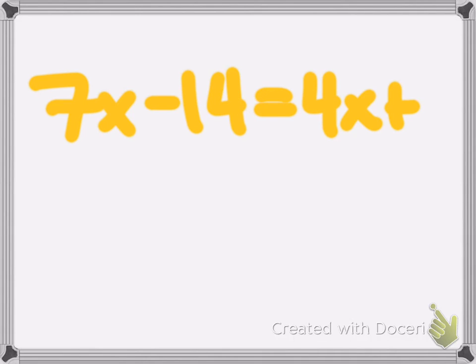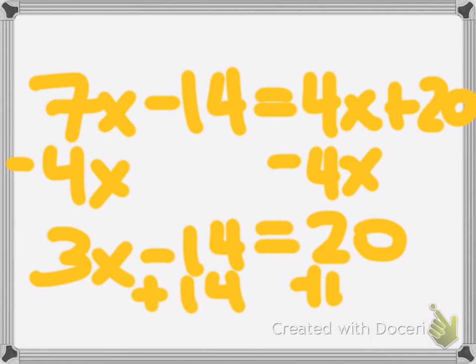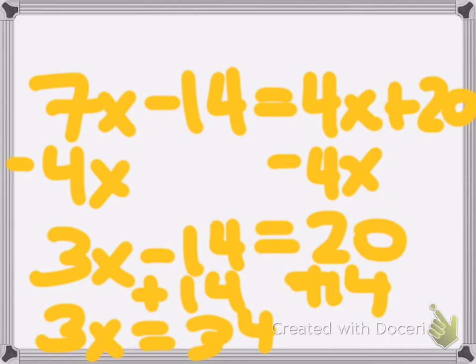And we're going to solve for x. So I would combine the like terms to get 3x minus 14 equals 20. Add 14, and in this case you won't have this on the quiz, but you'll get a decimal. So 3x equals 34. You would divide 34 by 3, and you would get, in this case, about 11.3.